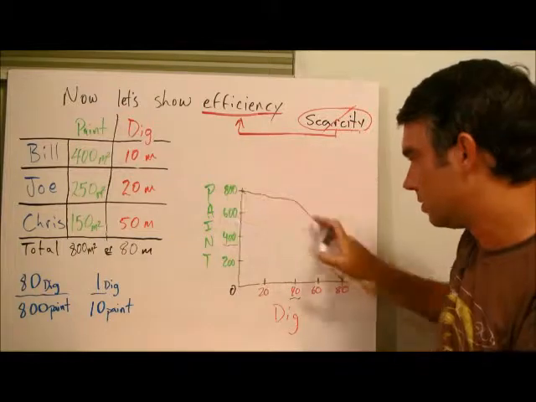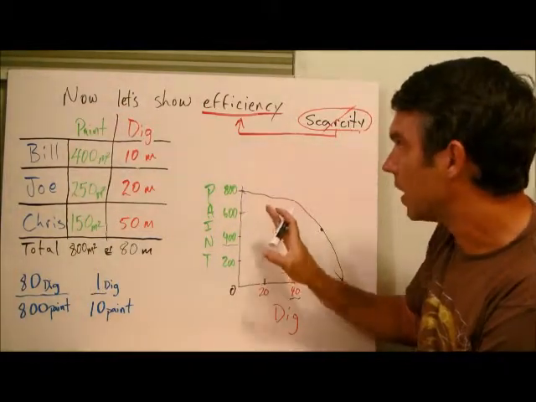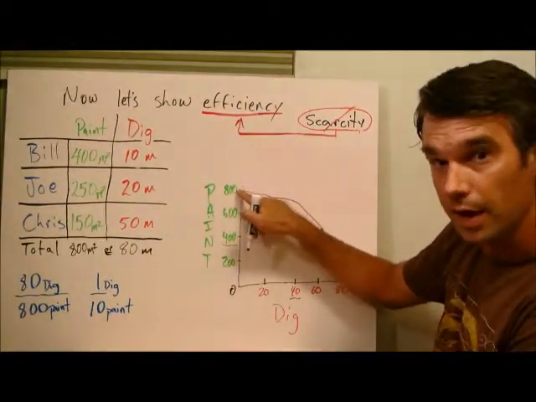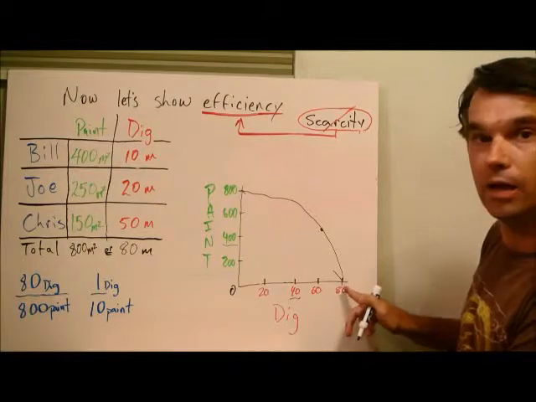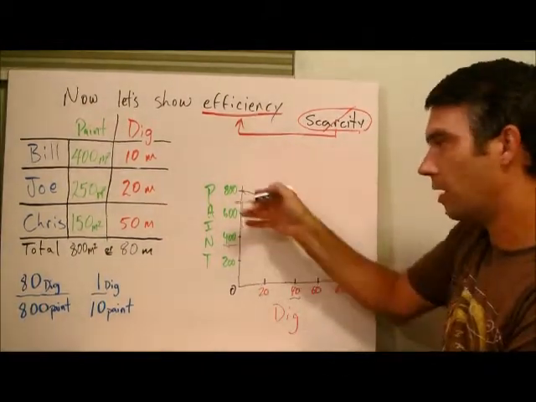And that would be this convex curve here. So by specializing, we made ourselves more efficient. Notice we still can't do better than 800 or 80. That was our maximum. But we can do better than the trade-off that we saw in here.